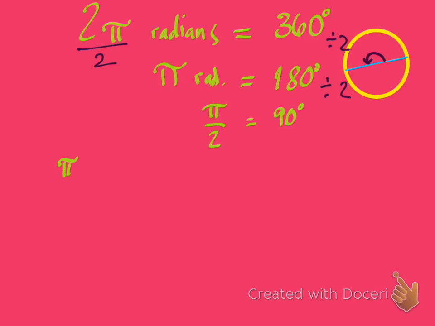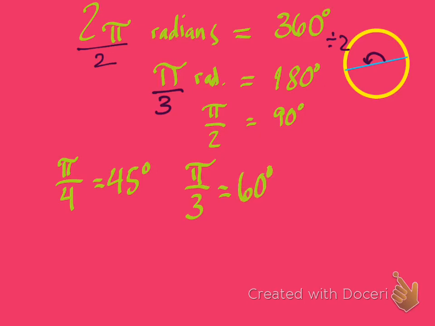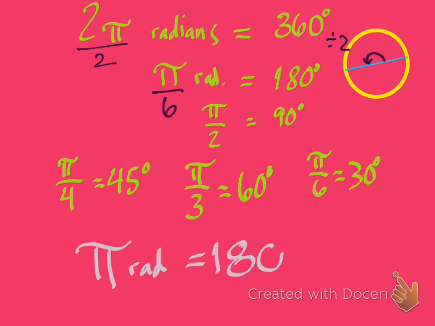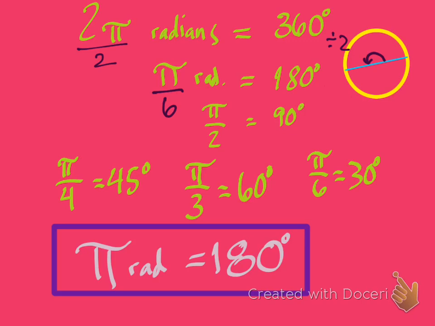So all these other fractions of pi that we can come up with, pi divided by 4, all right, well, that's pi divided by 4. 180 divided by 4 is 45, all right? What about pi divided by 3? Pi divided by 3 would be the same thing as 180 divided by 3, which is 60. What about pi divided by 6? These are all commonly used radian angles, and their degree equivalent here, okay?